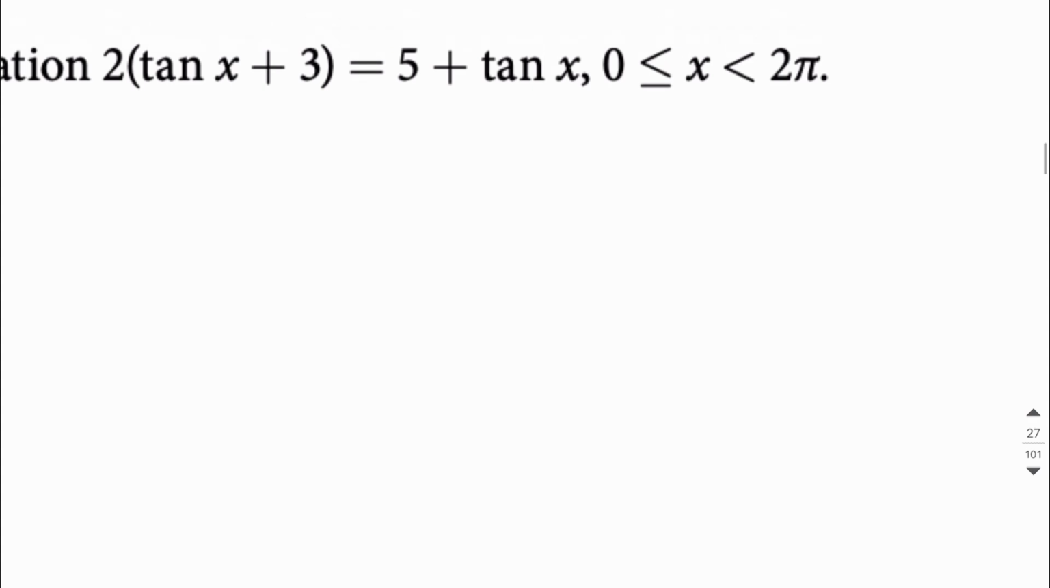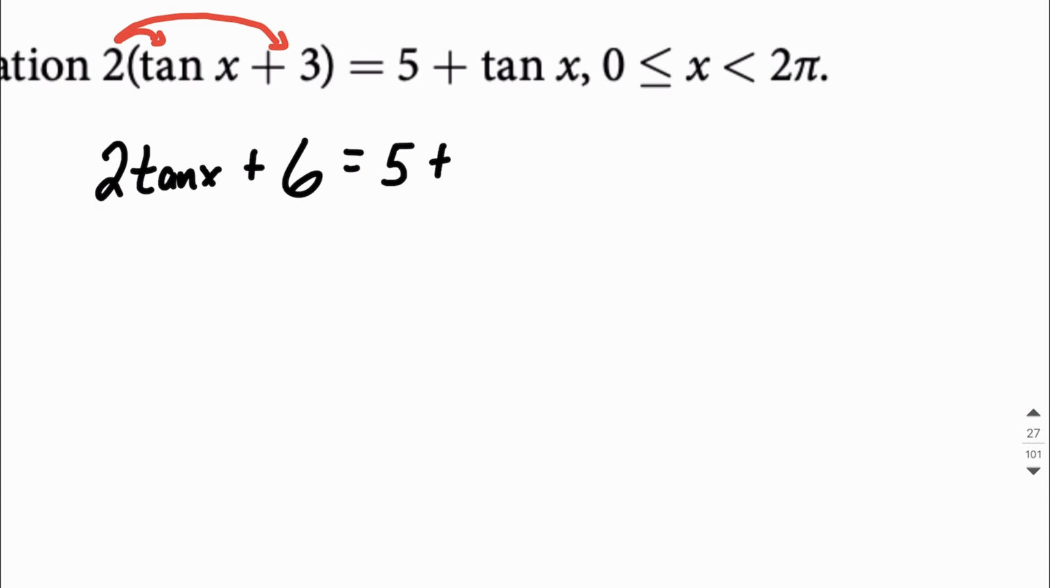So to get going on this, what I'm going to first do is distribute this 2 from the outside of our set of parentheses to each term on the inside. So that's going to be 2 multiplied by the tangent of x, plus 2 times 3, which gives us 6 on the left-hand side there. And then 5 plus the tangent of x.